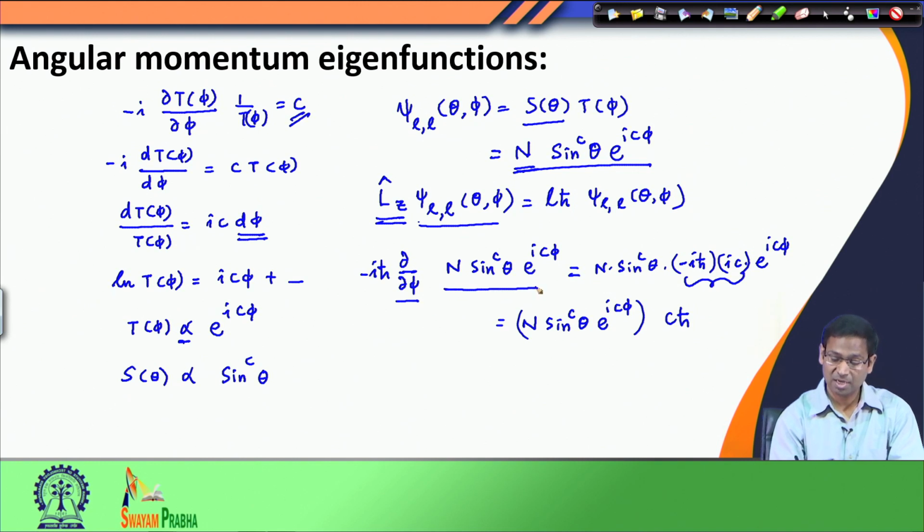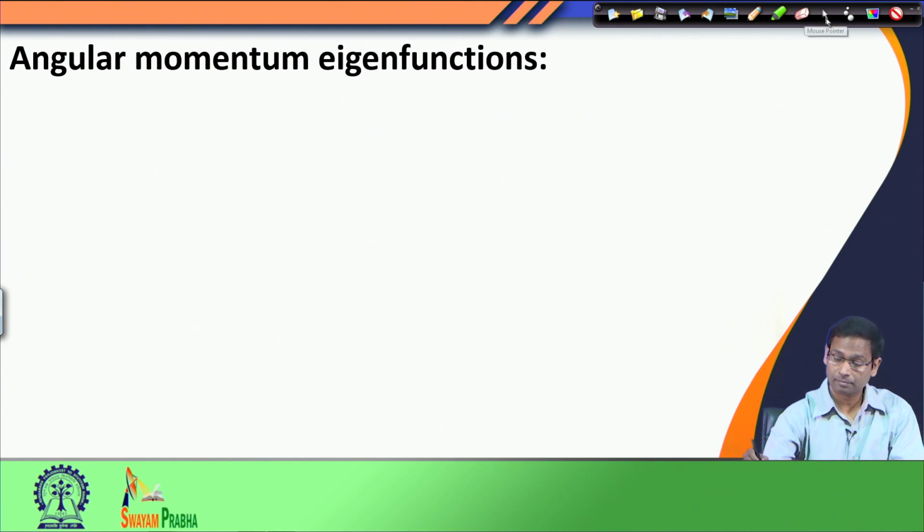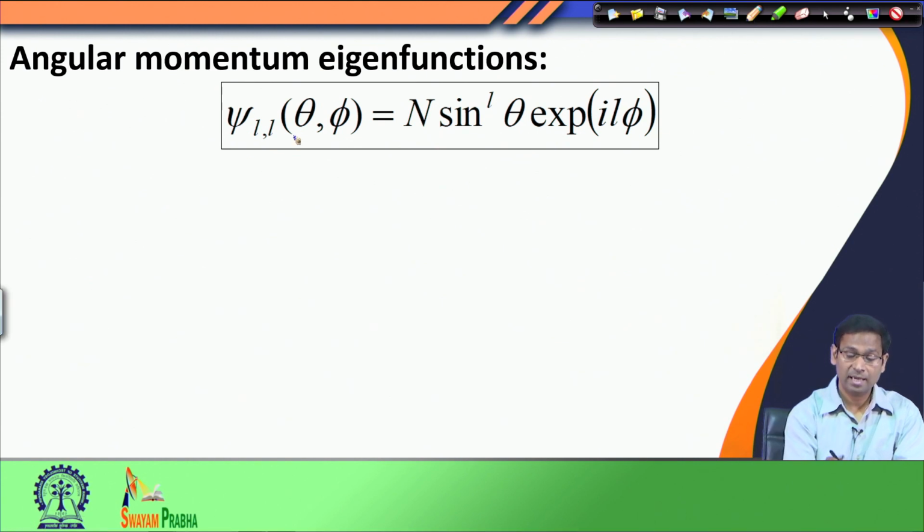So, I am done with c ħ. So, you see in the left hand side I have this operator acting on this function which is an eigenfunction. In the right hand side I have got back this function multiplied by this constant, and this constant is nothing but the eigenvalue. And here when I make them equal, you can see c is equal to L. So, since c is equal to L, I can now write the general form of ψ_LL as N, the constant, sine to the power L θ e to the power i L φ. This is the general expression for ψ_LL.